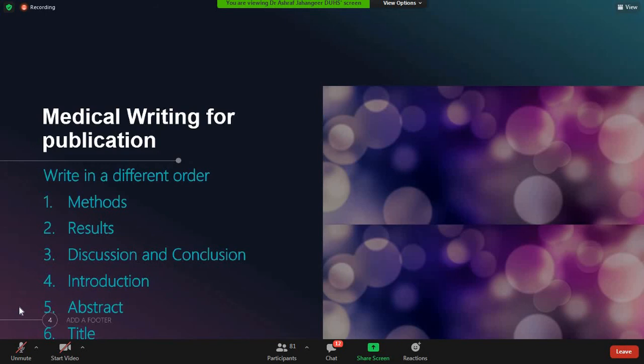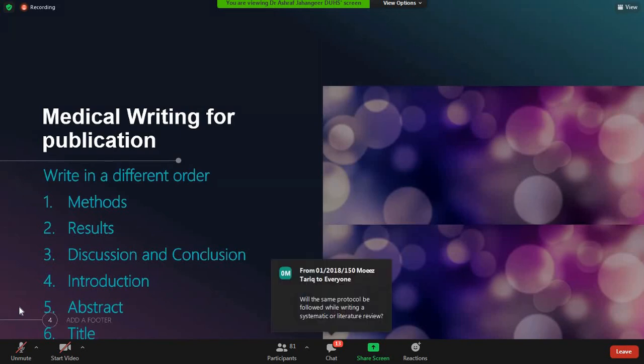That's why the sequence of writing on your computer or on your notebook is reverse. But when you submit all these sections in the form of a manuscript or paper to some journal, the sequence would again be IMRAD, IMRAD: introduction, methods, results, and discussion.